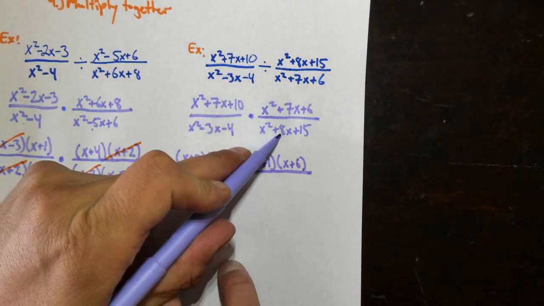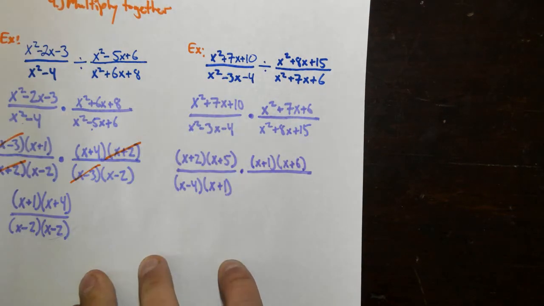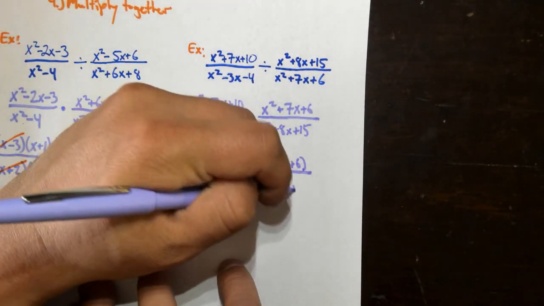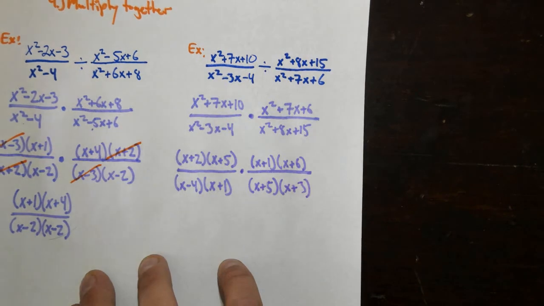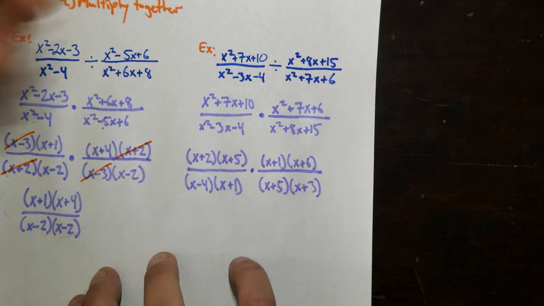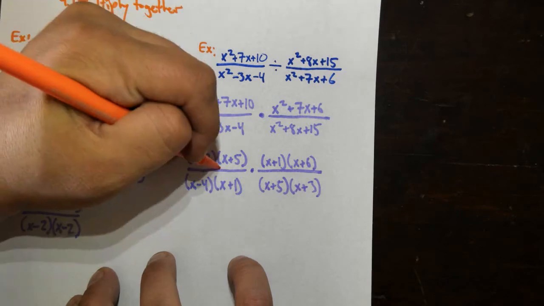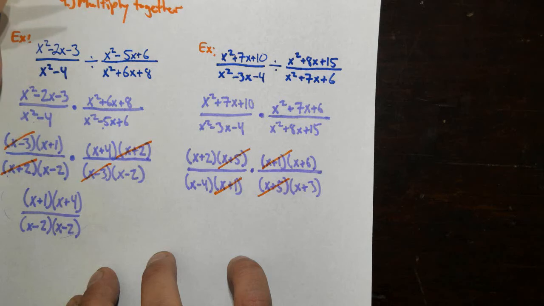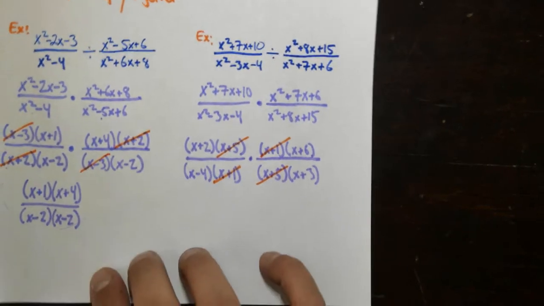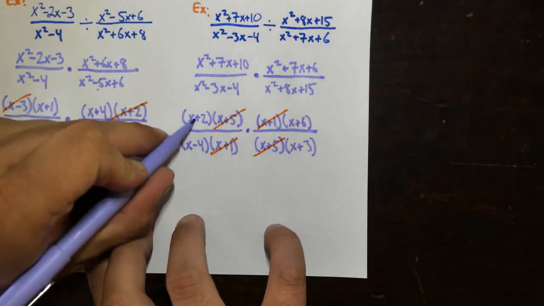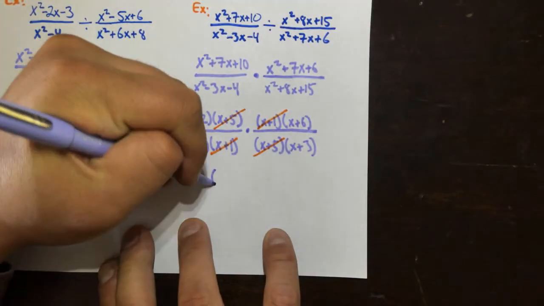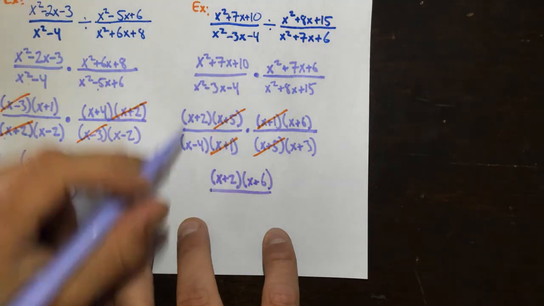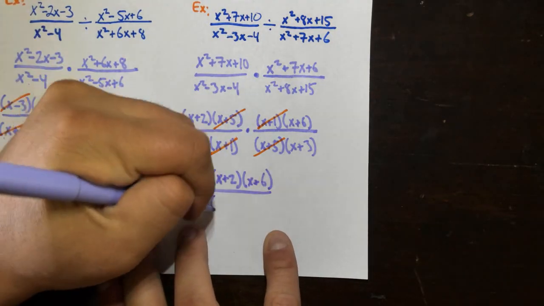And then finally down here, adds to 8, multiplies to 15. That's going to be 5 and 3. So x plus 5, x plus 3. And now we can cancel like terms. Remember, they have to be both on top and bottom. So here's an x plus 5, here's an x plus 5. Here's an x plus 1, here's an x plus 1, and it looks like that's all we can cancel out on this one. So our answer here is going to be x plus 2 times x plus 6 divided by x minus 4 times x plus 3.